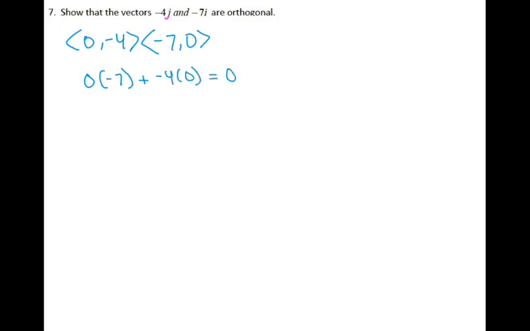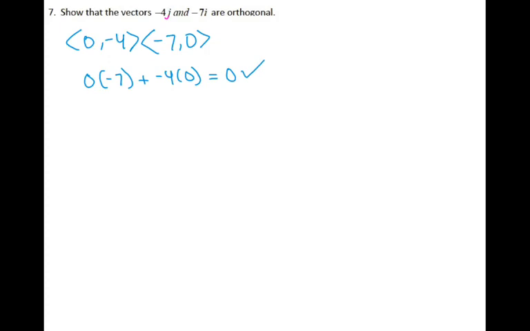All right, so number 7, show that the vectors are orthogonal. So that's exactly what we were talking about. I think part of my image got cut off because I'm pretty sure this is supposed to be a negative 4j, and the other one is a negative 7i. That's what I'm going to go with. So negative 4j as a vector is going to be 0, negative 4. And negative 7i is going to be negative 7, 0. And if I want to show that the vectors are orthogonal, I'm going to take the dot product. So I'm going to do 0 times negative 7 plus negative 4 times 0, which gives me 0.